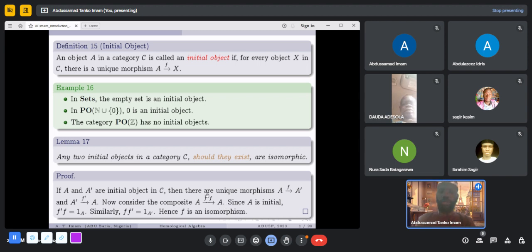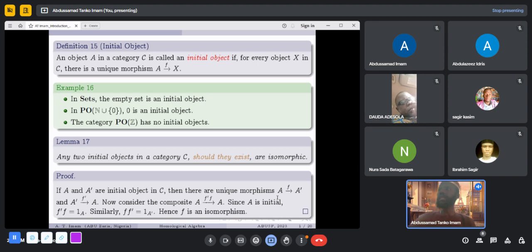So this composite must be the identity, and the other composite from A prime to A prime must also be the identity, which means they are inverses of each other. So f is an isomorphism because it has an inverse, namely f prime. I hope it's okay. Therefore any two initial objects are isomorphic. This is the proof.